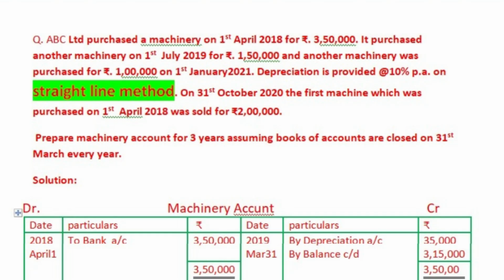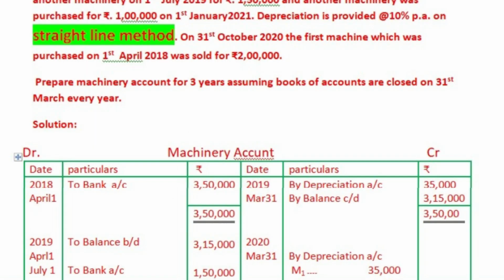Okay, so now here is the question. ABC Limited purchased machinery on 1st April 2018 for rupees 3,50,000. It purchased another machinery on 1st July 2019 for rupees 1,50,000. Another machinery was purchased for 1 lakh. So ABC Limited has purchased 3 machinery in different accounting periods, and in a different accounting period, each machinery will be recorded.